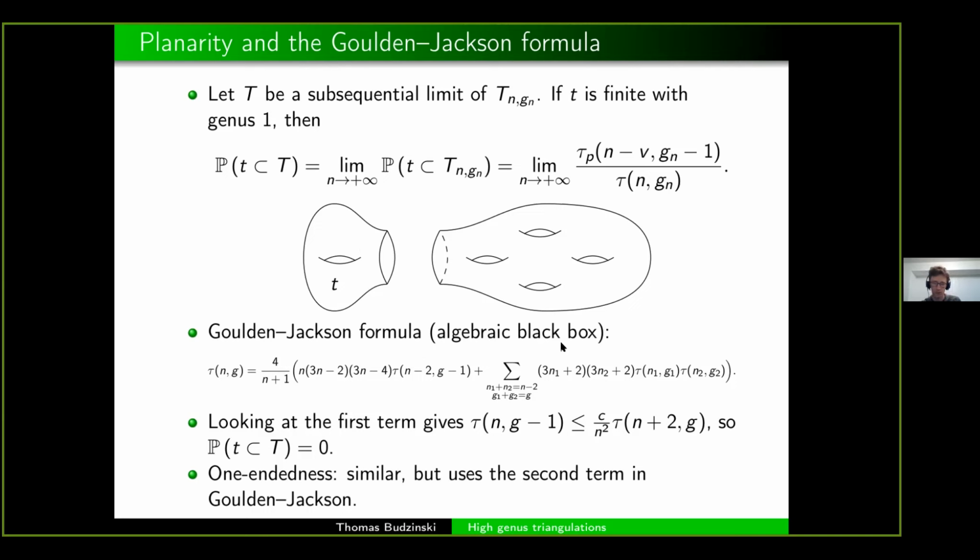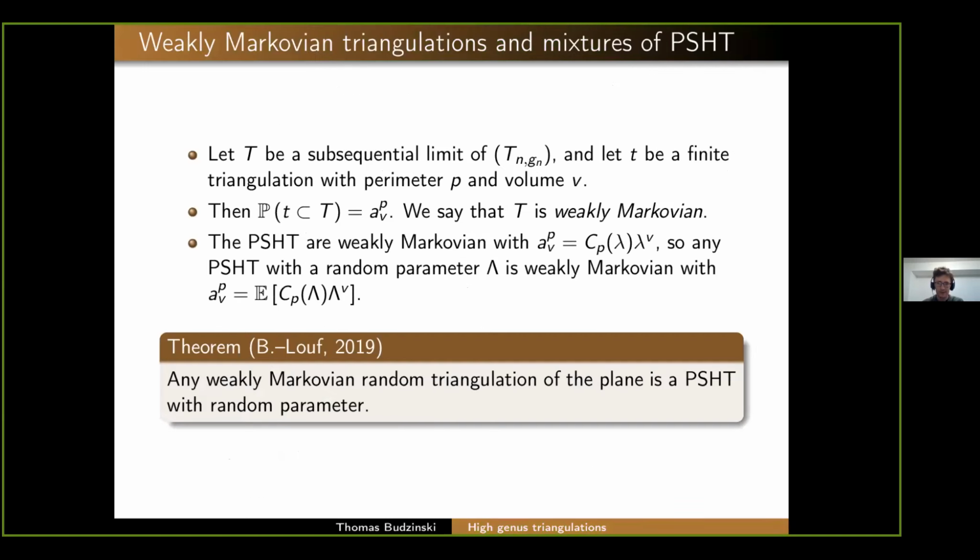So we need to estimate the probability that a small neighborhood of the root separates my finite triangulation into 2 big parts. And this can be done also using the Goulden-Jackson formula, but this time by looking at the sum on the right. But I'm not going to give the details here. All right.